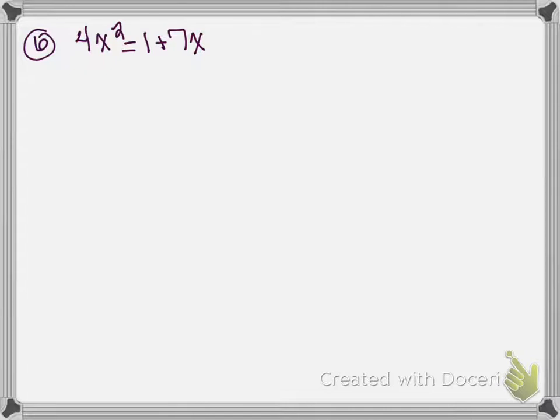4x squared equals 1 plus 7x. It was interesting to me on the quiz because a lot of people subtracted 4x squared from both sides. I always like to keep my A positive. But you know, it worked out okay. So I am going to subtract 1 from both sides, and then subtract 7x from both sides. So I end up with 4x squared minus 7x minus 1 equals 0.